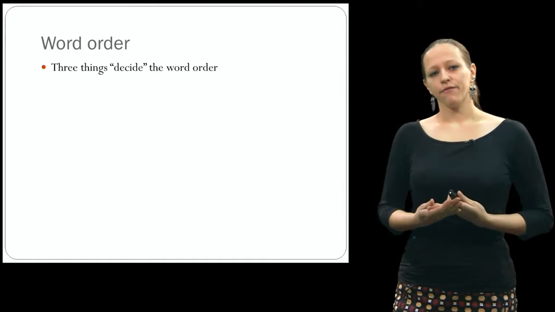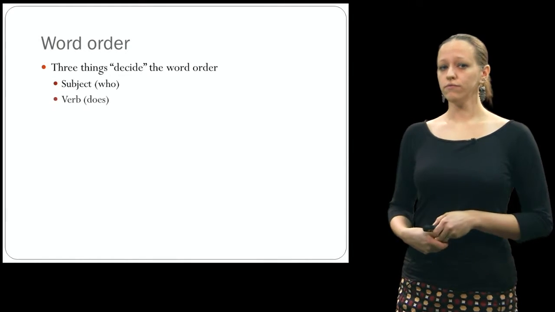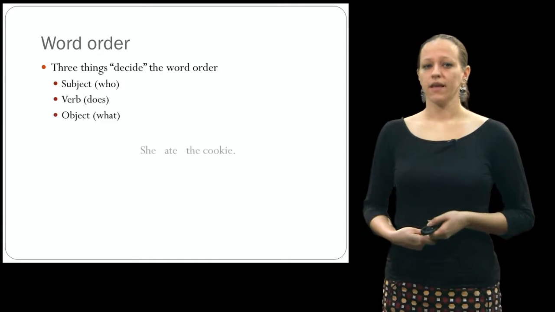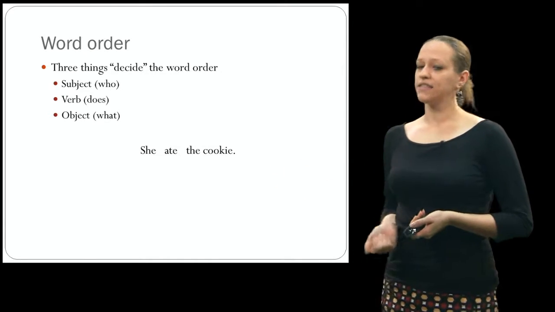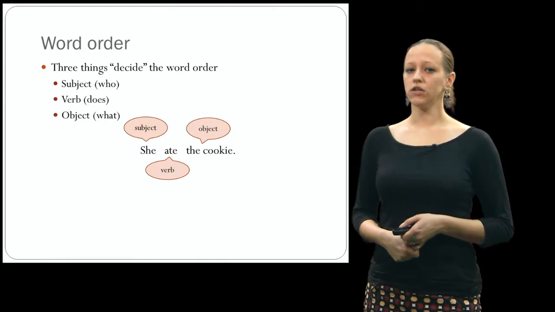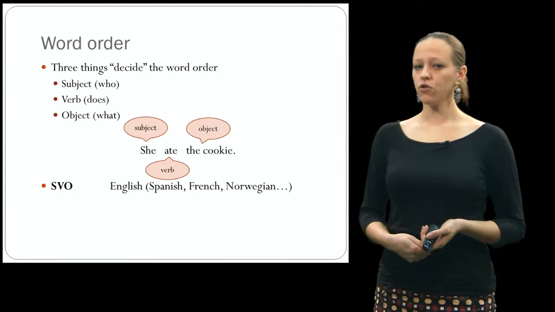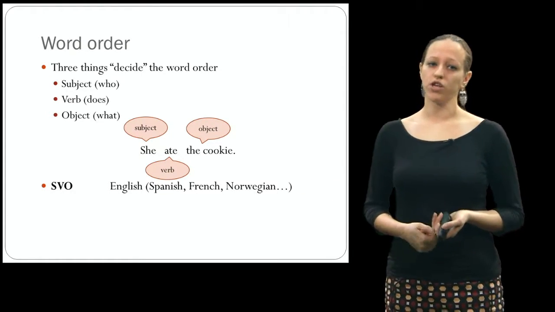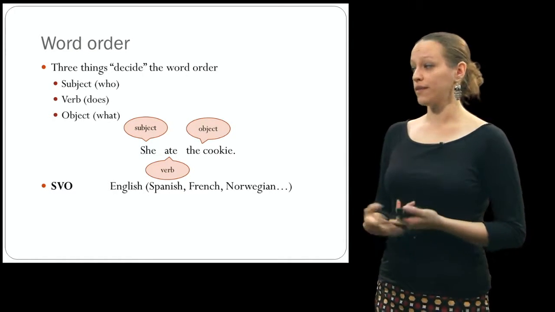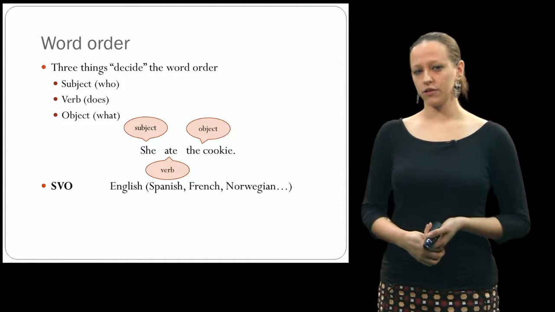There are three main things that decide the word order in a language. This is the subject, who, the verb, the action, and object, what. So if we have a sentence, she ate the cookie, she is the subject, ate is the verb, and the cookie is the object. Subject, verb, object. This order, SVO, subject, verb, object, is very common. Very many languages use this basic word order. For example, English, Spanish, French, Norwegian, and many others.